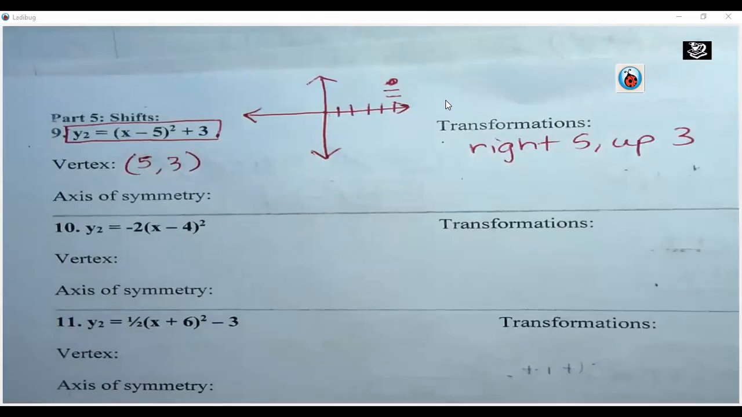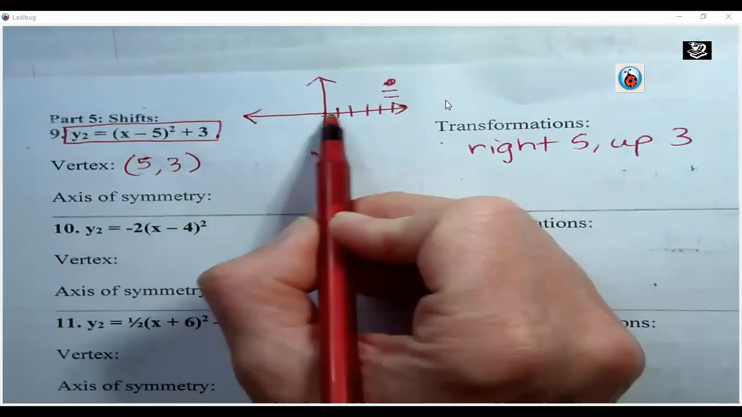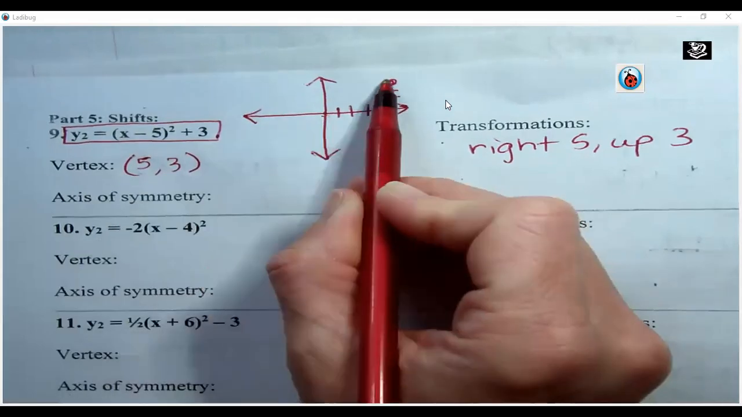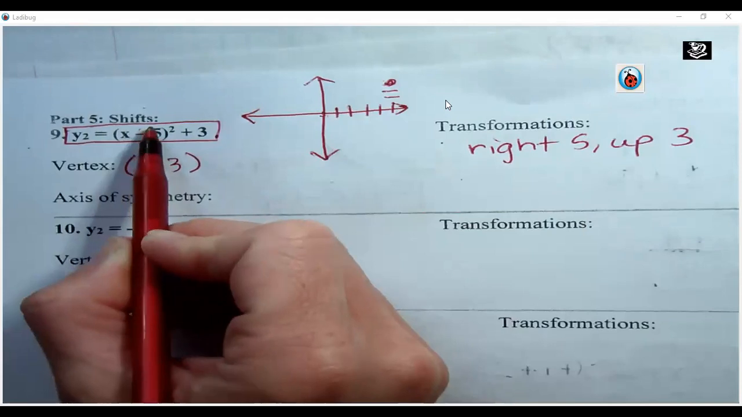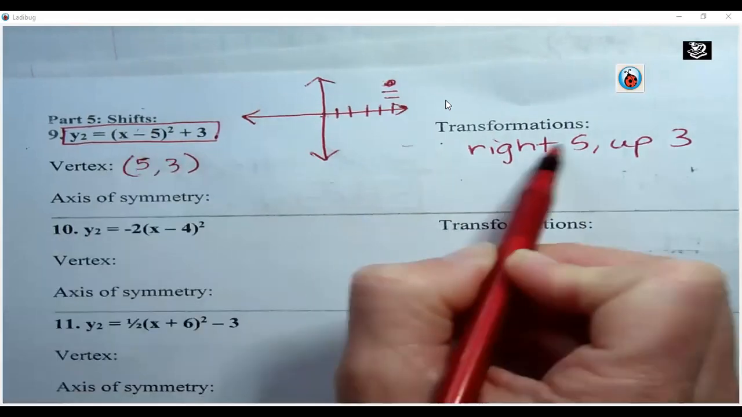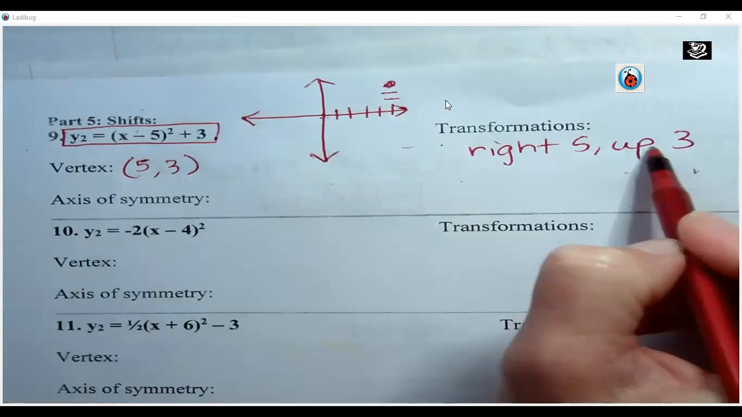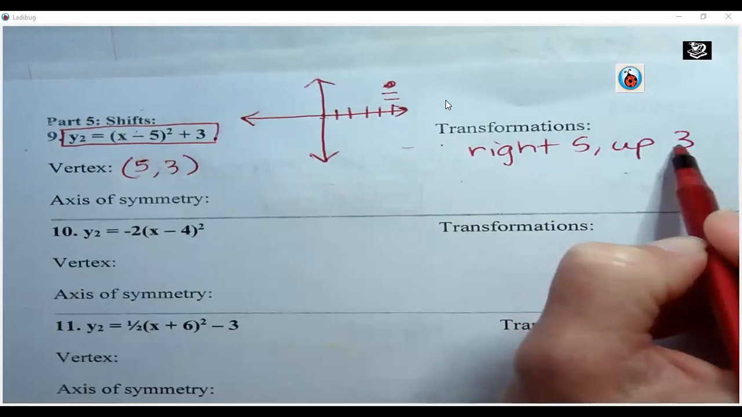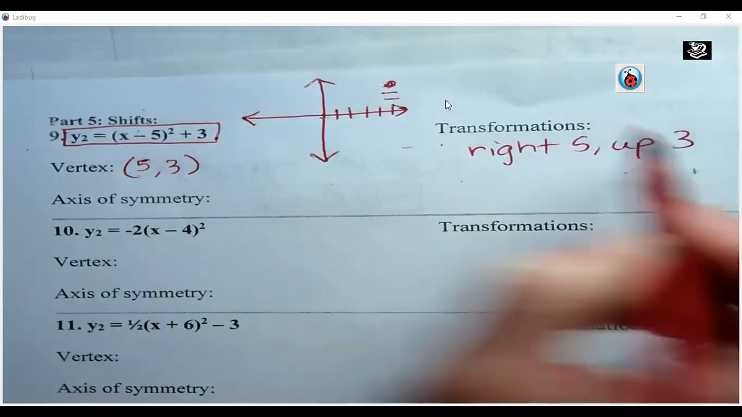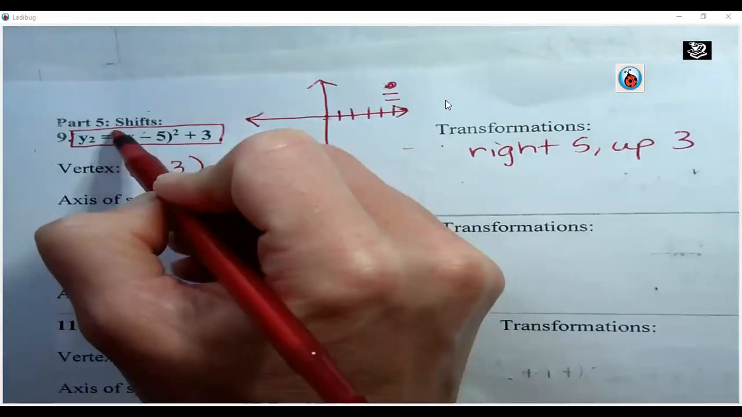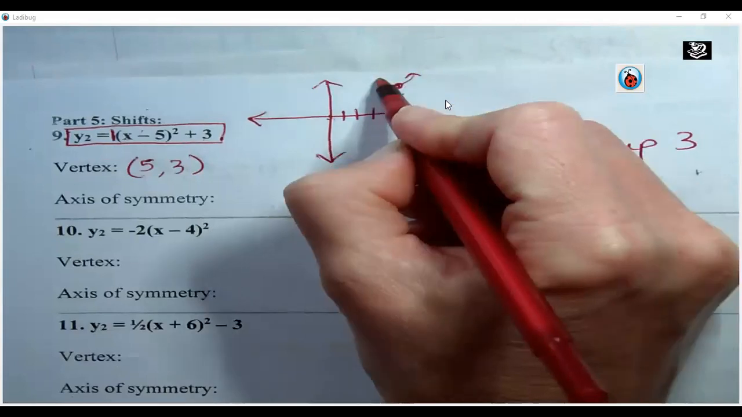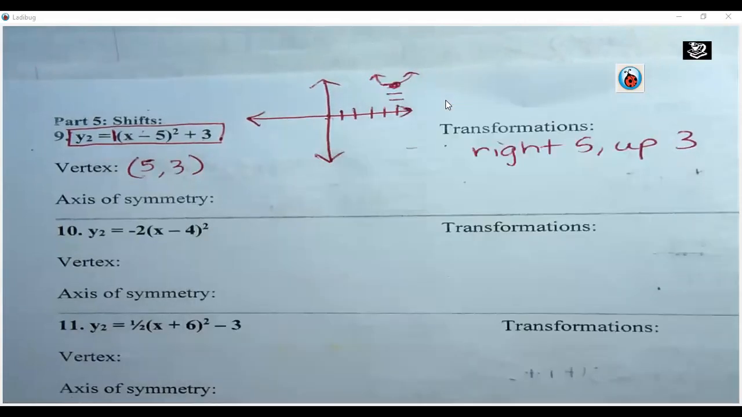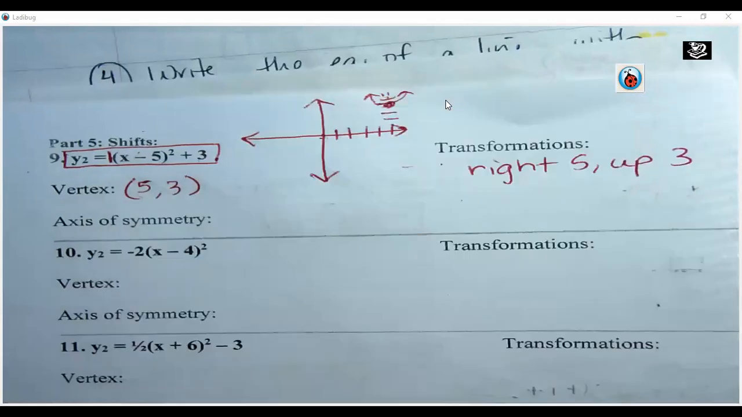How do you get to the vertex? You go right 5 and up 3. So the -5, we know we have to do the opposite. So that makes it go right 5. And the 3 makes it go up 3. Okay. All right. This one has a +1 in front, so I know it opens up, and it makes a happy face. Oops, I shouldn't have drawn the mouth. All right.